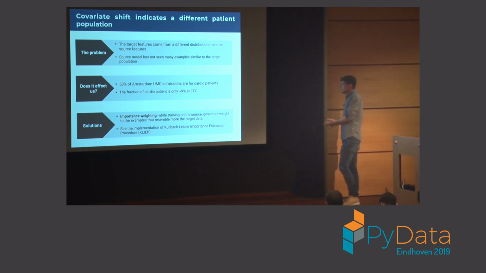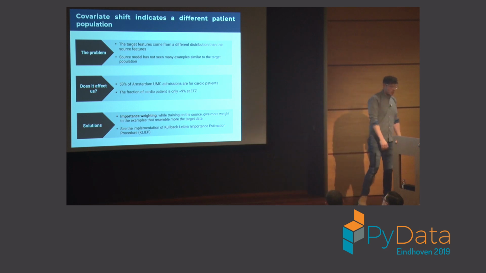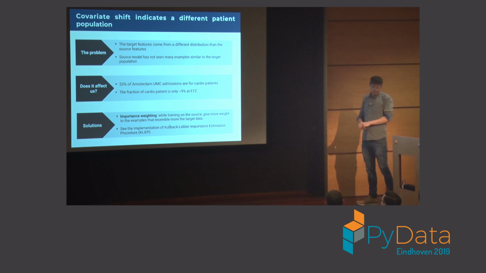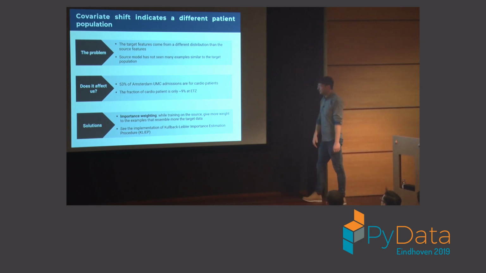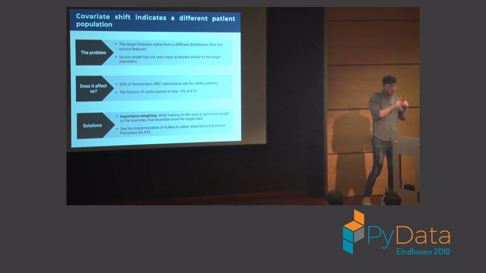To convince yourself of that, you just have to notice that at the Amsterdam UMC, 55% of those admissions are cardio patients, while the number is less than 10% at ATZ. So there is certainly a different patient population. How can you solve it? You can do importance weighting, meaning that while you're training on the source, you give more weight to the examples that are more similar between source and target.